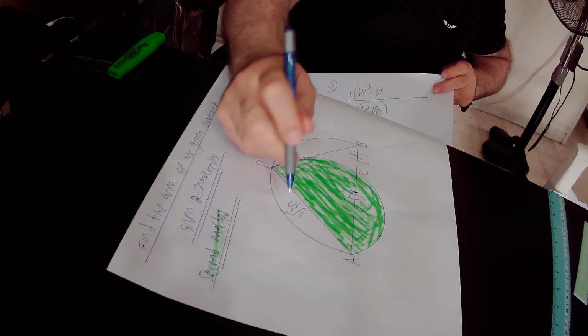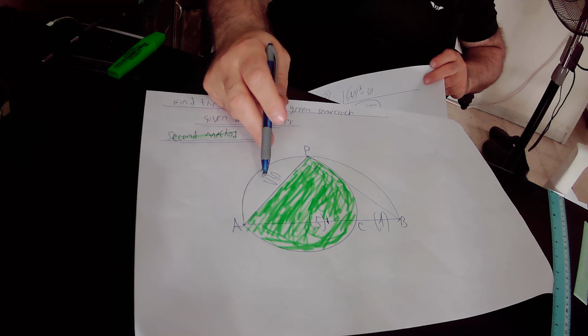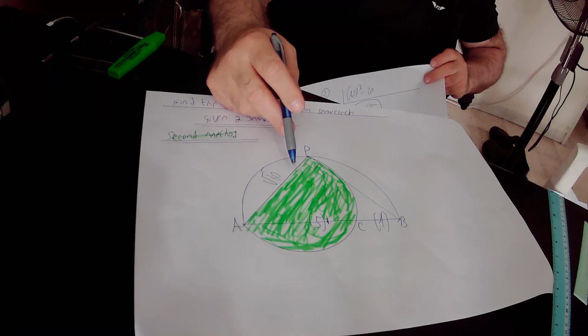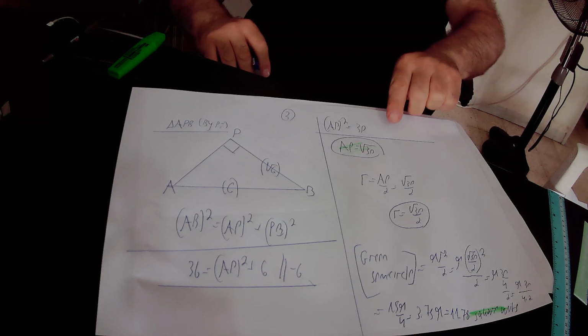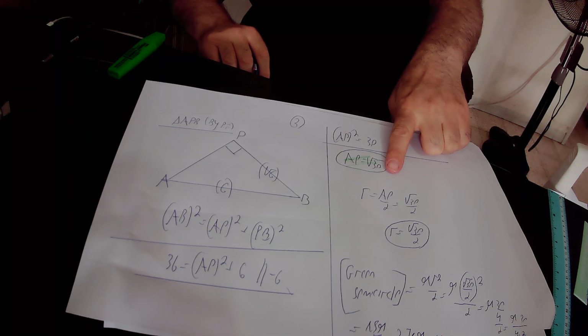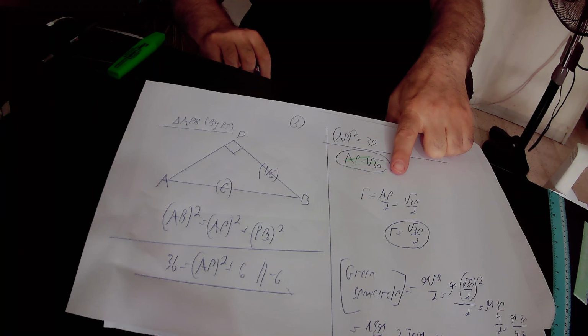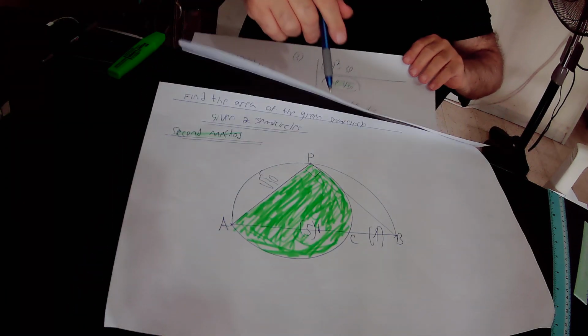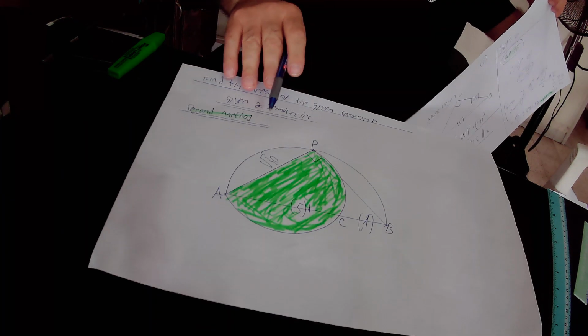But AP is the diameter of this green semicircle. If AP is the diameter, the radius of this green semicircle must be equal to half of it, AP over 2. The diameter AP is the square root of 30, and the diameter over 2, that is the radius of the green semicircle, is the square root of 30 over 2. So the radius R equals the square root of 30 over 2. And our mission is to find the area of this green semicircle.